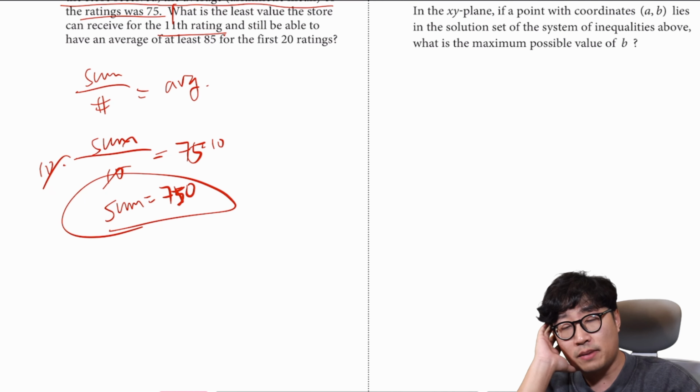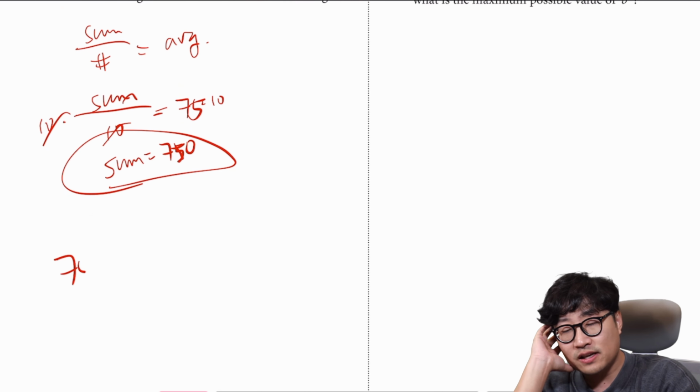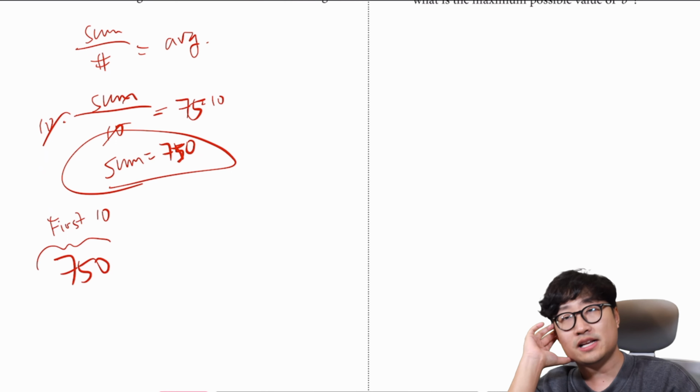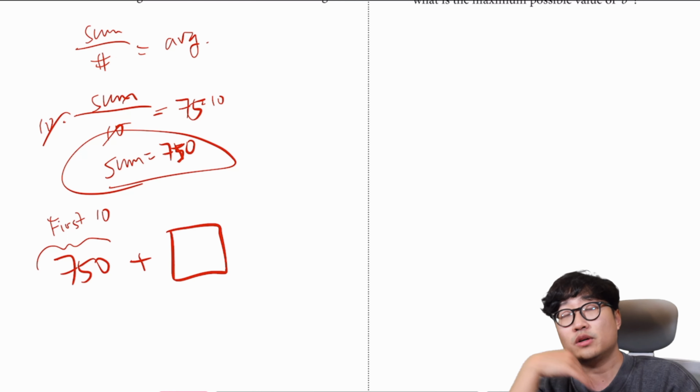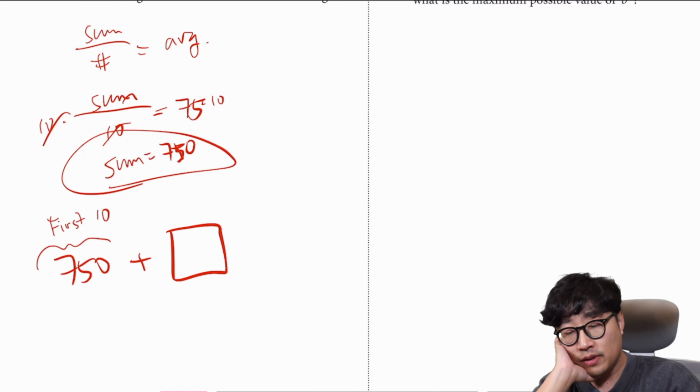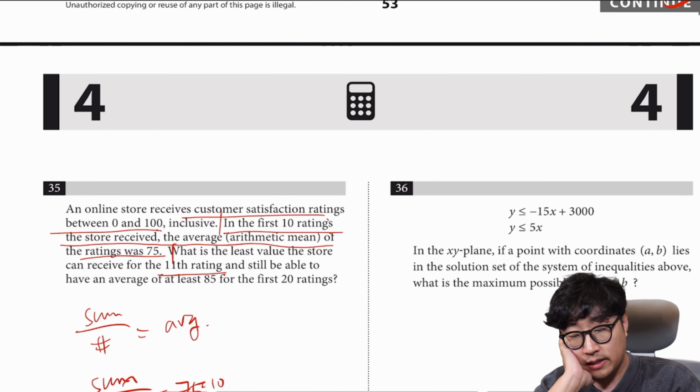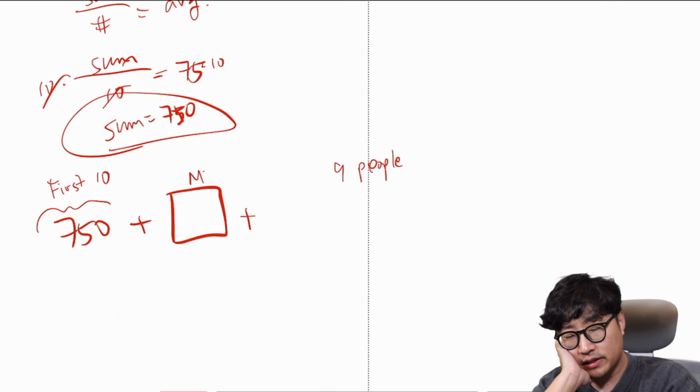Well, this is how you would think about it. The first 10 is already 750. That's the sum of the first 10. You can't change that. That is what it is. And then the 11th guy is me right there, the one who's messing up the whole team. And then the rest of you guys, the 9 people, because a total of 20 people right now.